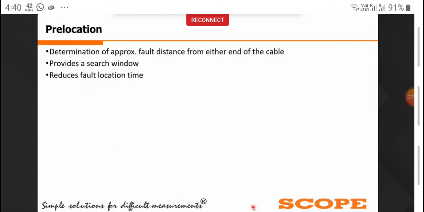In earlier stages of cable fault location, we were only using a surge generator and a pinpointer set. By using the surge generator we only apply surges into the cable, and using the pinpointing set the user walks all over the route of the cable to pinpoint the fault location. But in this traditional cable fault location, the time required is more.